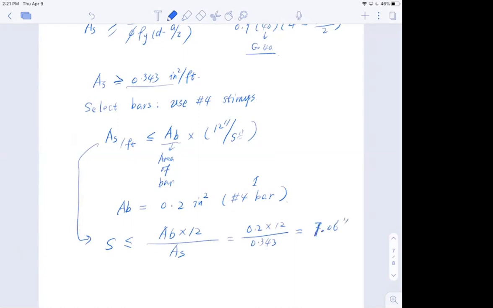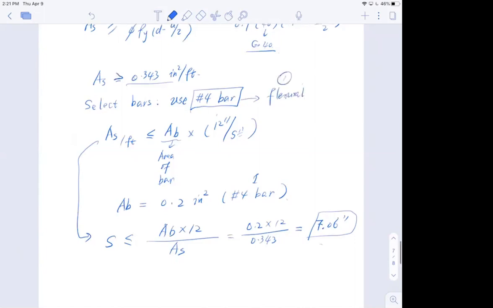This is spacing. Sorry, I really don't like the Apple Pencil. Somehow it's just not so neat. All right, 7.06, that's the spacing. So this is the spacing I'm going to use, and this is the bar size I'm going to use, and this is not stirrups. I keep messing it up. It's a number 4 bar. This is bar, flexure. Just make sure.